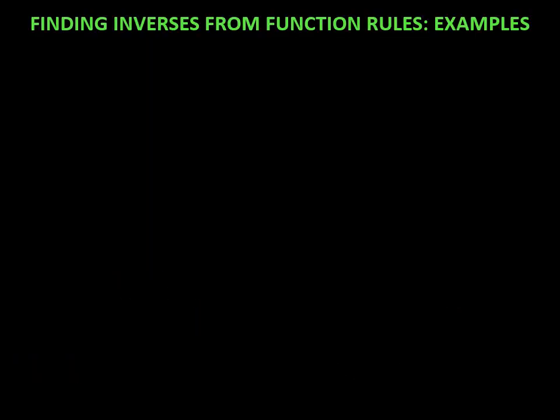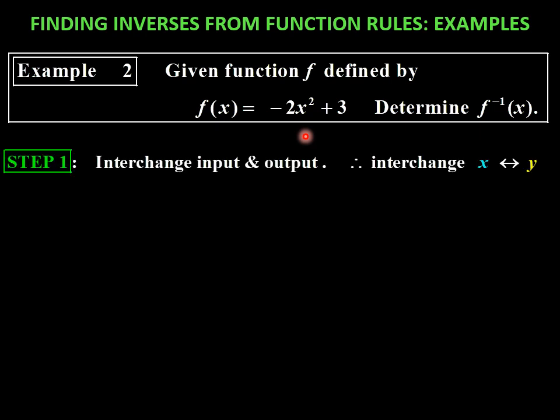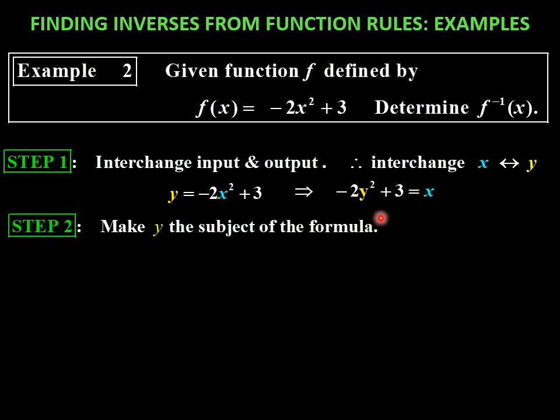Let's look at another example. Here we have f(x) equal to negative 2x squared plus 3. So what's the first thing we do? That's correct. We interchange the x and the y. So we're going to have x in blue. There's the x and the y. So the first thing we do, we interchange it. So that becomes negative 2y squared plus 3, and we say equal to x.